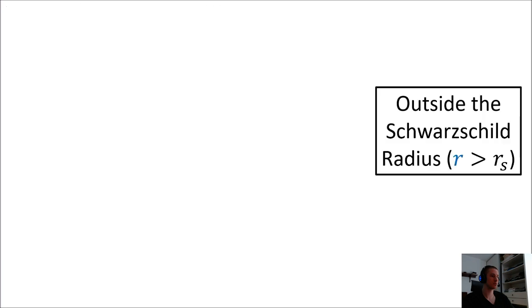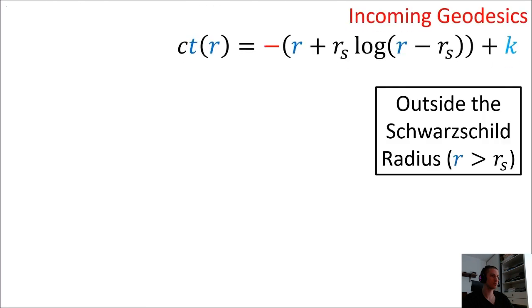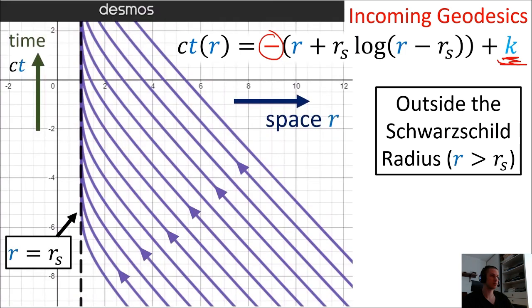If we plot a bunch of light beams going into the mass, which corresponds to the negative sign here, with different starting constants, we get curves like this. The Schwarzschild radius rs is where the input of the logarithm becomes 0. So all the ingoing light beams bunch up here. So according to these geodesics, these light beams never actually cross the Schwarzschild radius.